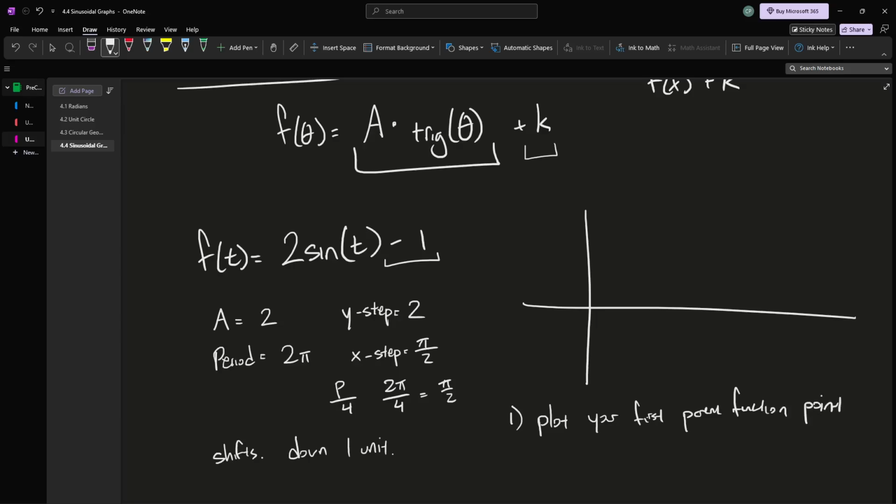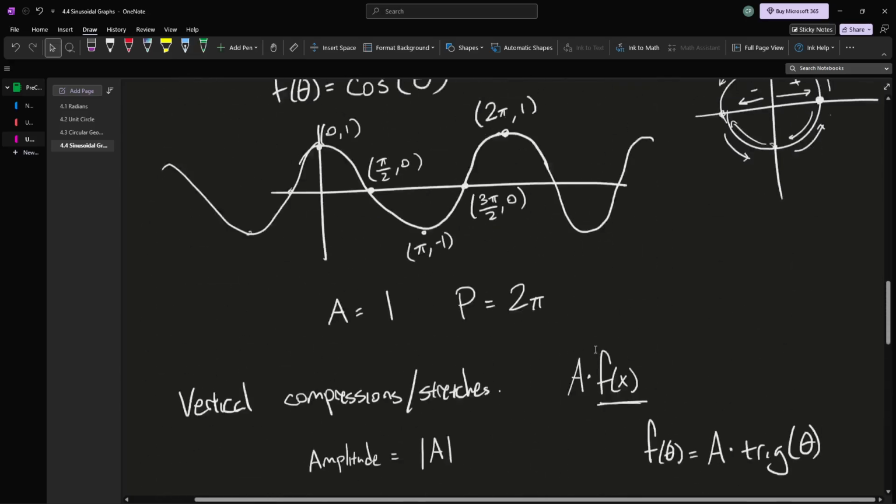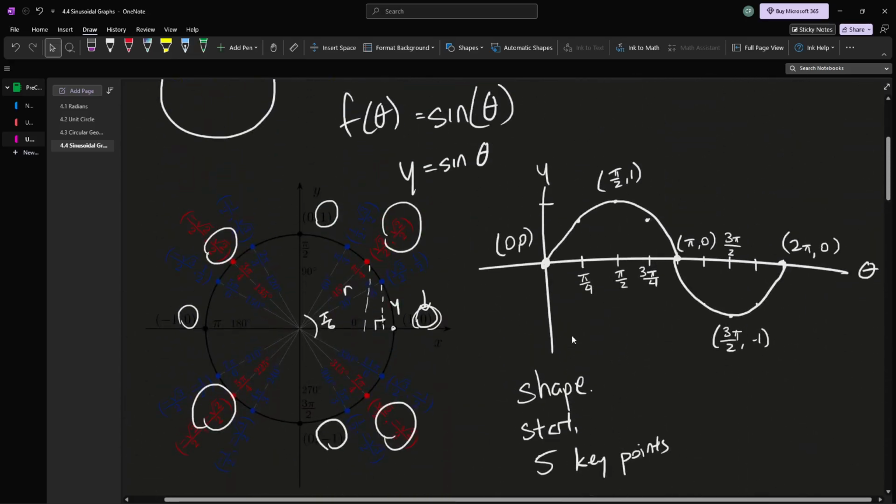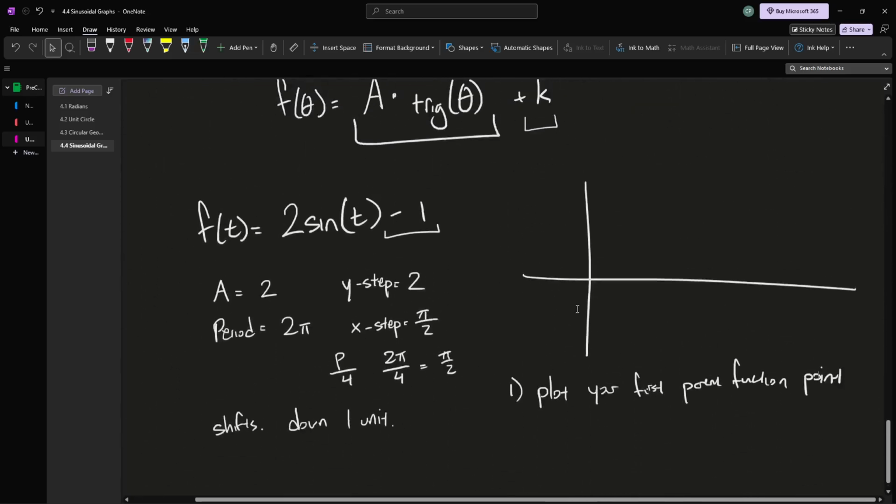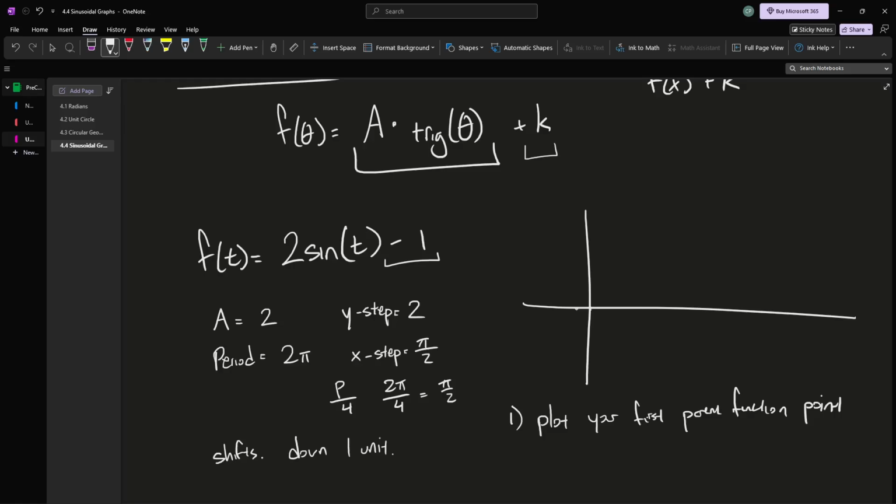So where does sine start? We can think back to, oh, where's my y value at 0 for my unit circle? Or just kind of, as I said before, you will end up memorizing these graphs as you do it more and more. Sine starts at 0. So sine starts at 0. So we have our first point.